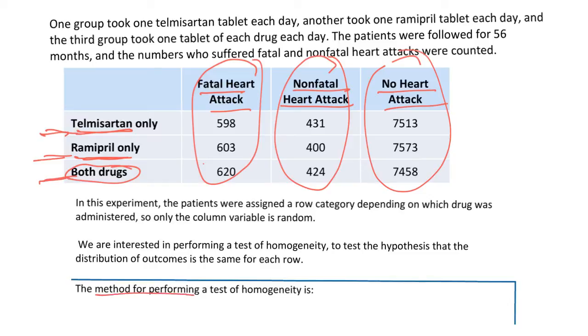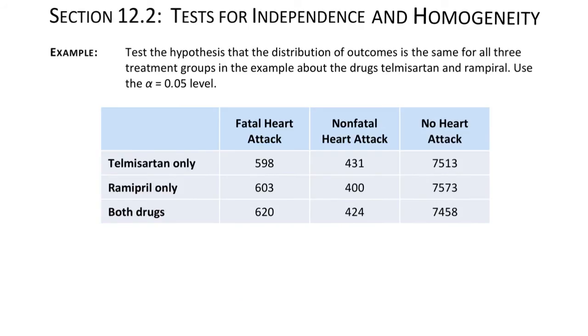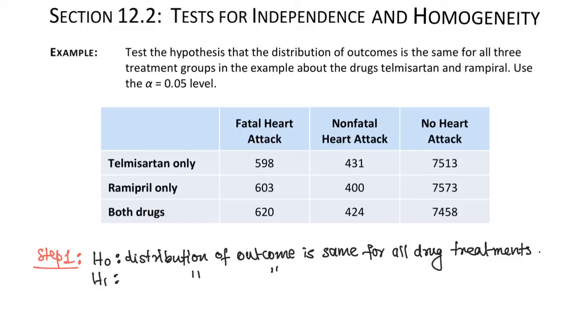So let's look at the method for performing this test for homogeneity. The method of homogeneity is identical to the method of performing the test of independence. So here we need to perform a test of homogeneity. So first state the null and alternate hypothesis. So the null hypothesis is distribution of outcome is same for all drug treatments, and alternate hypothesis is distribution of outcome is not same for all drug treatments.